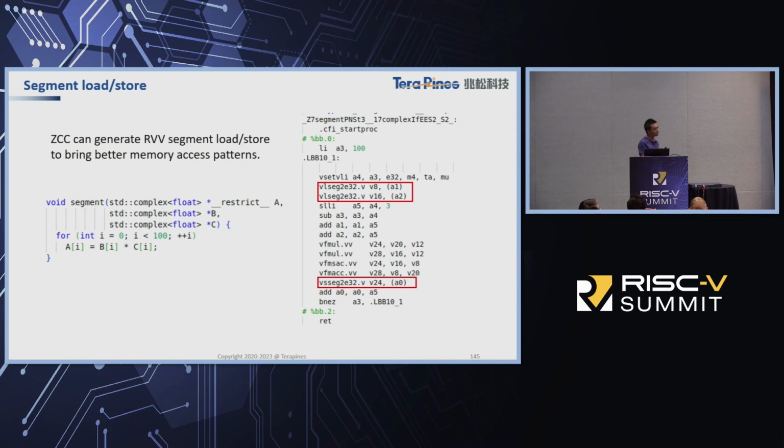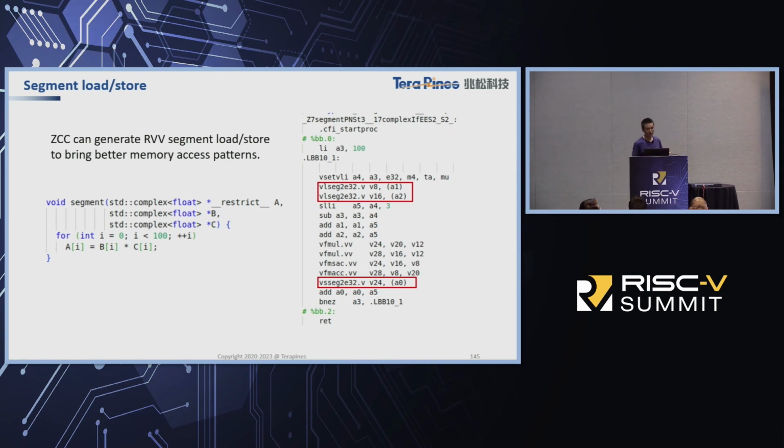The next example is threaded memory nodes. In this example, the memory access pattern is something that I think is a segmented memory access pattern. With our analysis pass, the compiler can optimize these individual memory nodes into a segmented memory access. So you can see something like the vlseg2 instruction generated.